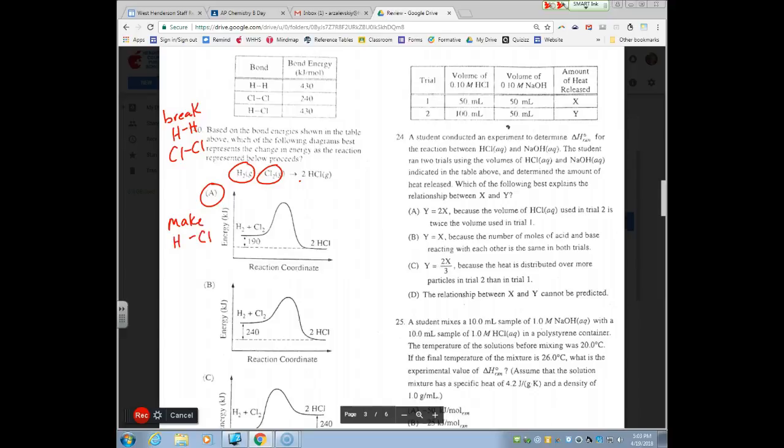bond. But you have to notice the coefficient here. So there are actually going to be 2 of these HCl bonds. We have the bond energy of this one as being 430. This one is 240. So if I add those together, that's going to give me the energy it takes to break the old bonds. The new bonds being formed, that's 430 and 430, so that's going to be 860.